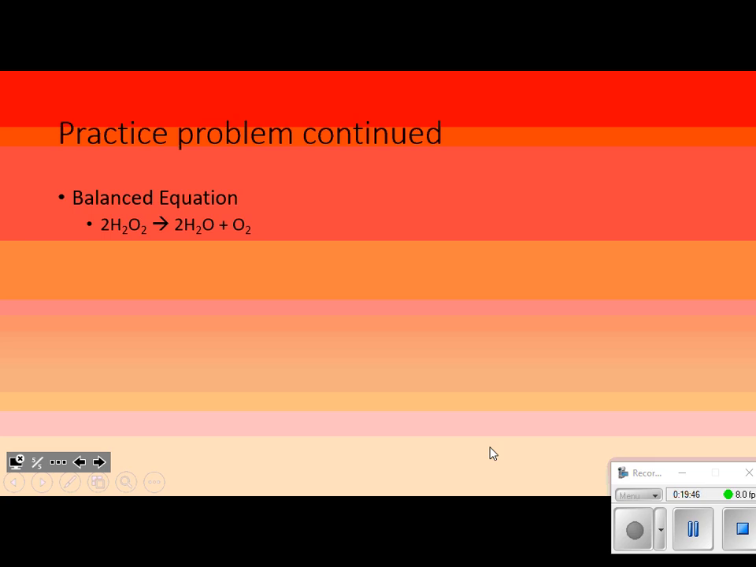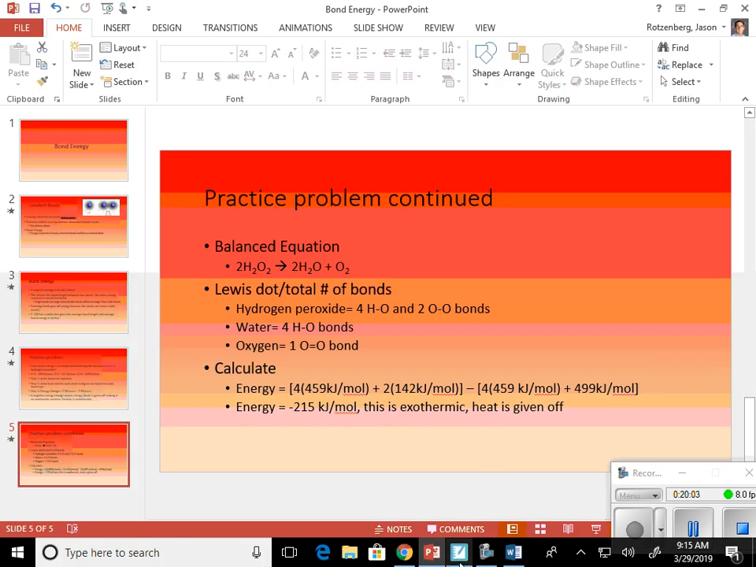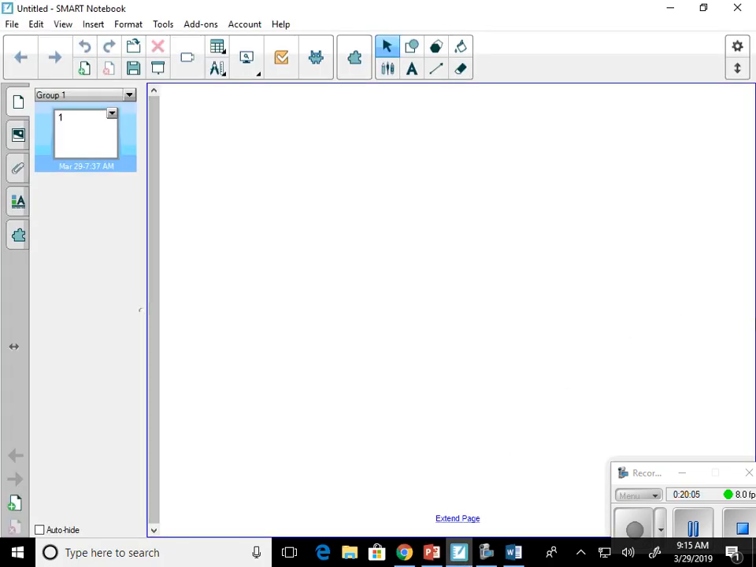What I'm going to do for a second is switch over to Smart Notebook and draw out the Lewis dot for these things. In order to do bond energy, you need a balanced equation. However, you also need the Lewis dot for everything in that balanced equation. So I'll rewrite that reaction right here.